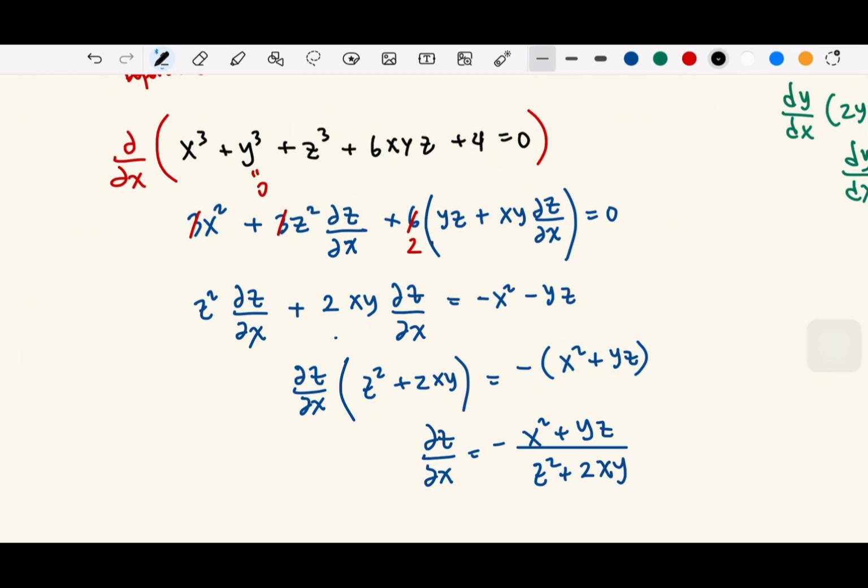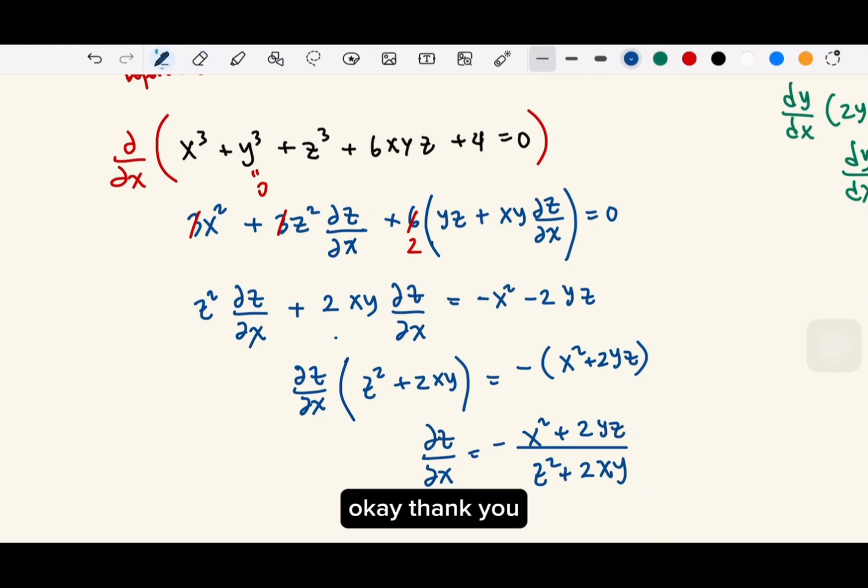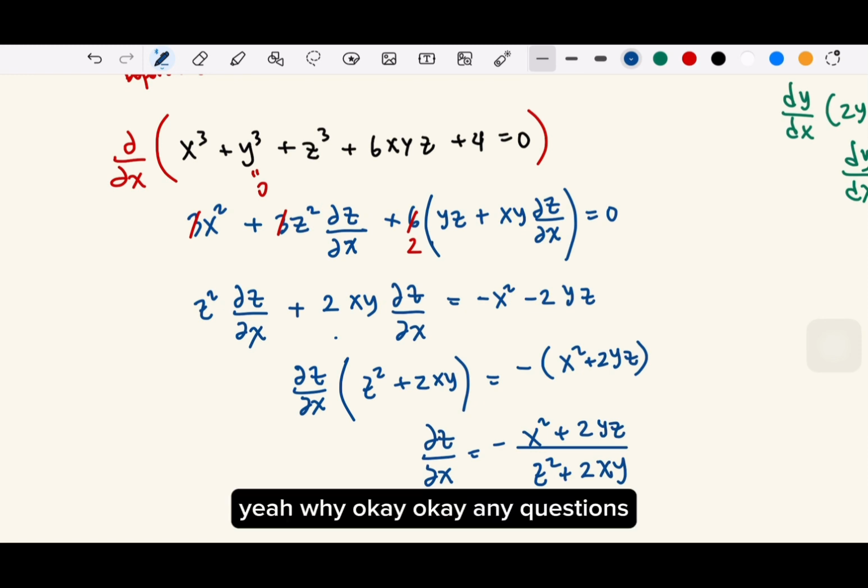Yes? Aren't we missing the 2yz? Oh, yeah, this one, right? On the other side, 2xy. Oh, yeah. So this will be plus 2. Okay, thank you. Okay, any questions?